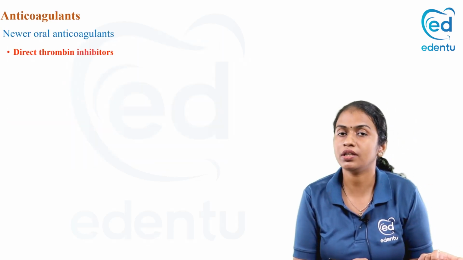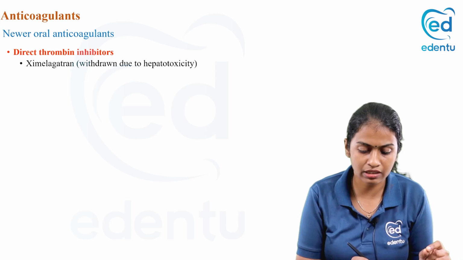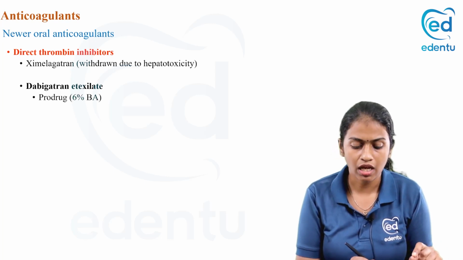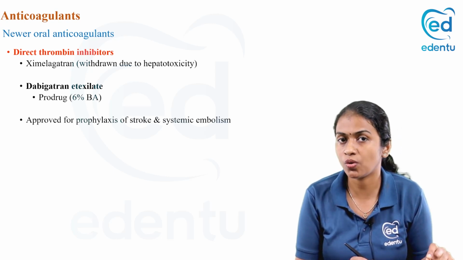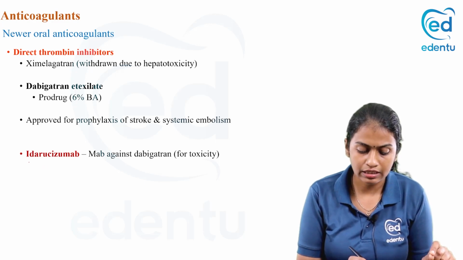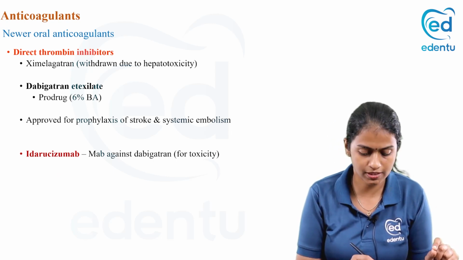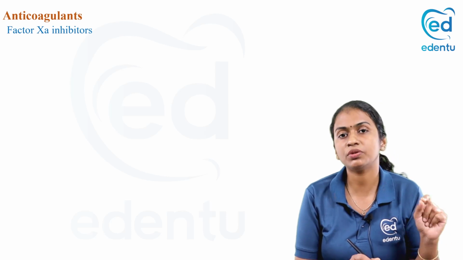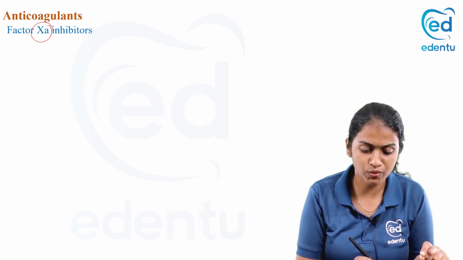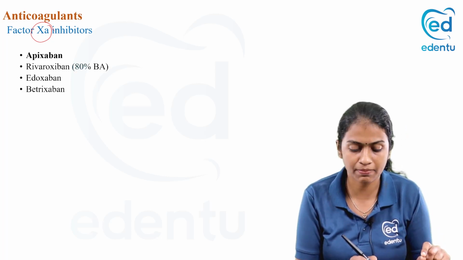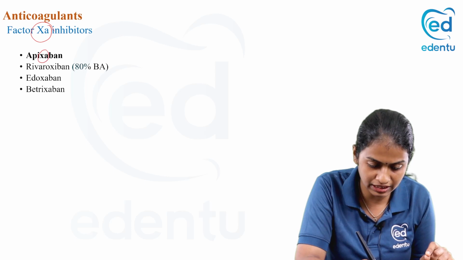Now coming to the newer oral anticoagulants. So we have direct thrombin inhibitors, under which comes ximelagatran, which is withdrawn due to hepatotoxicity. But dabigatran is a prodrug that has been widely used these days, mainly used for prophylaxis of stroke and systemic embolism. Another, idarucizumab, is a monoclonal antibody against dabigatran, which we give for dabigatran toxicity. Now we come to factor 10A inhibitors that will directly inhibit the factor 10. Again, this is a newer anticoagulant under which come apixaban, rivaroxaban, edoxaban, and betrixaban. You can see in all these names factor 10 activated will be there.